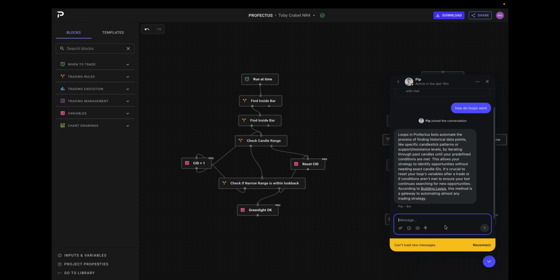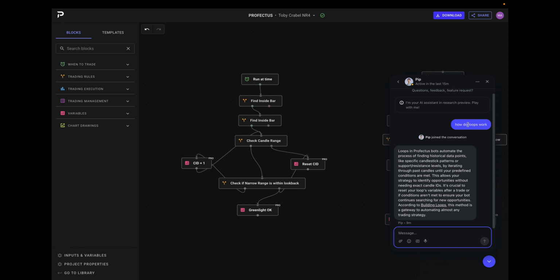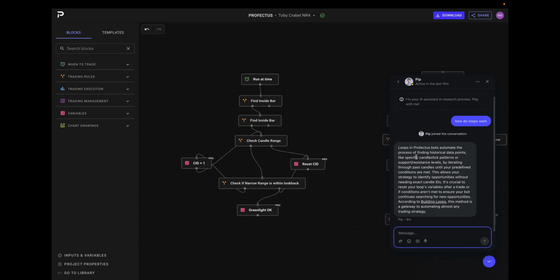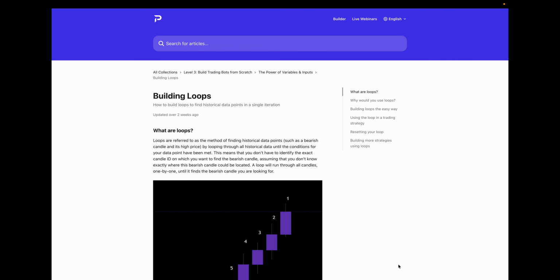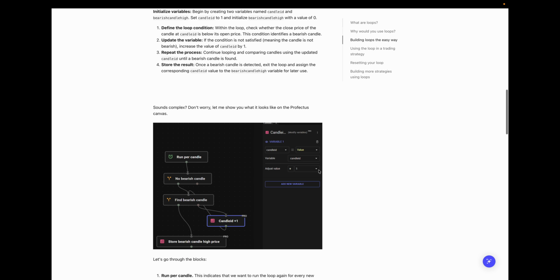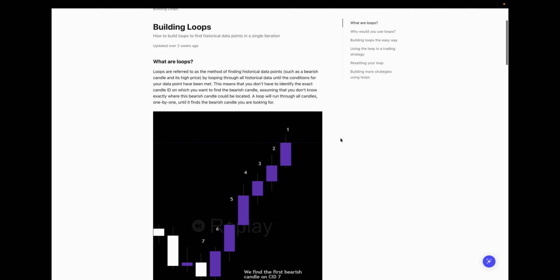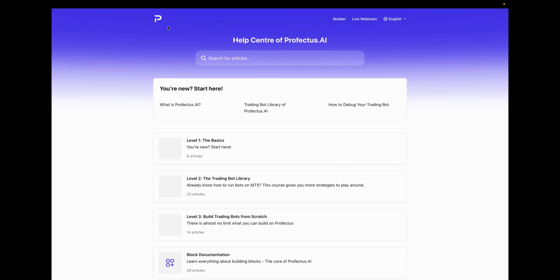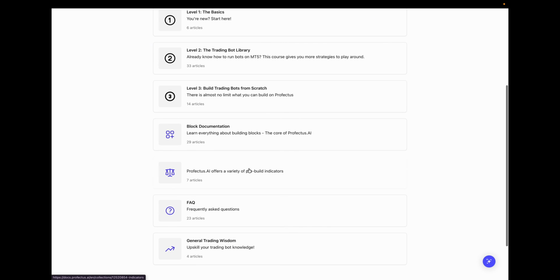To find more, if you quickly ask how do loops work, you will have a reply here. This is still a beta version, by the way, so treat it nicely. We have here "building loops," and you can click on that and see a whole tutorial on loops, but I'm going to walk you through it in this video as well. We have docs.perfectus.ai, and you find a lot of tutorials.